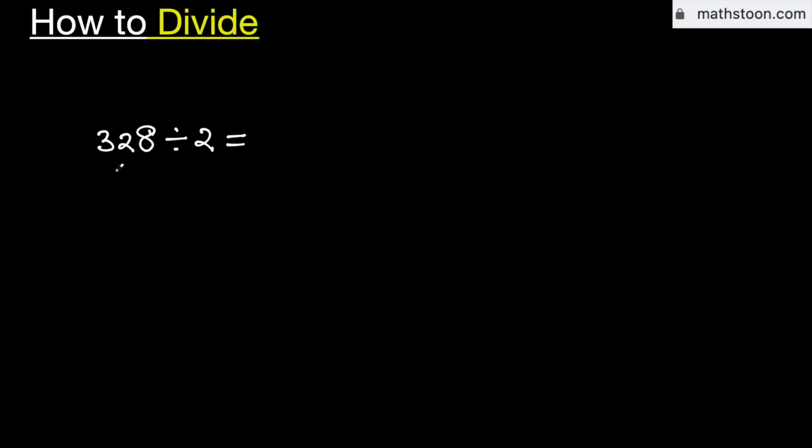Let's learn how do we divide 328 by 2 using the long division method. 2 times 1 is equal to 2. Subtract, we get 1. Now this 1 is less than 2. That is why we need to bring down this adjacent 2 here.